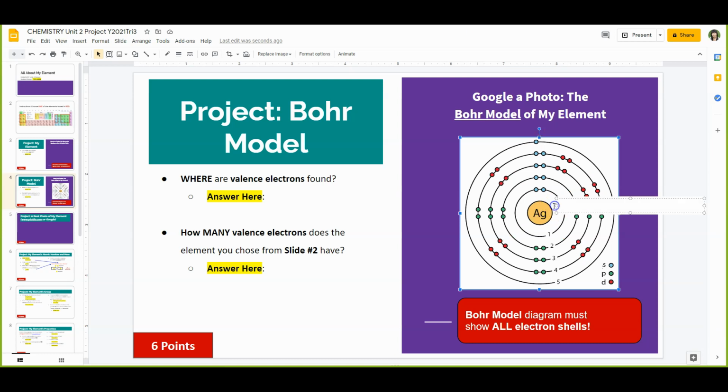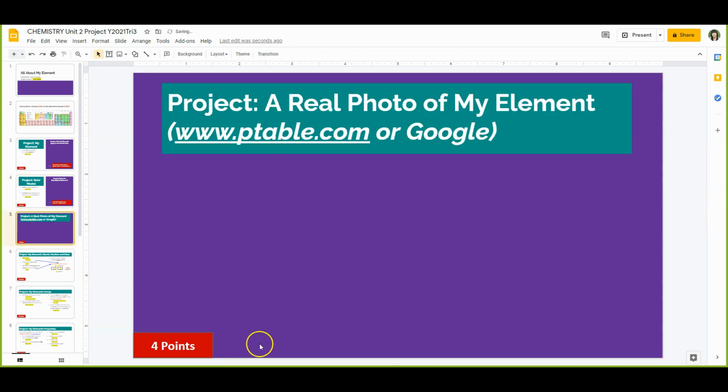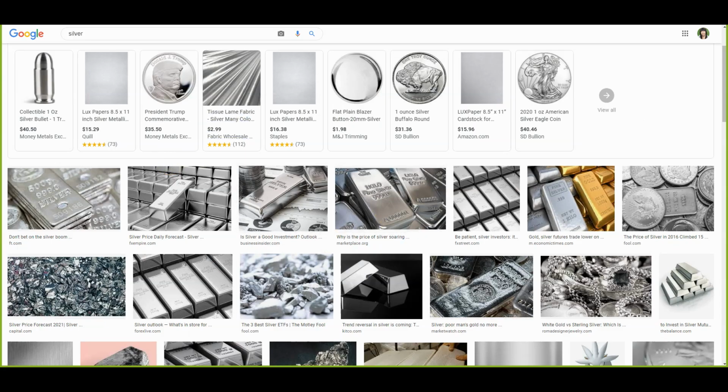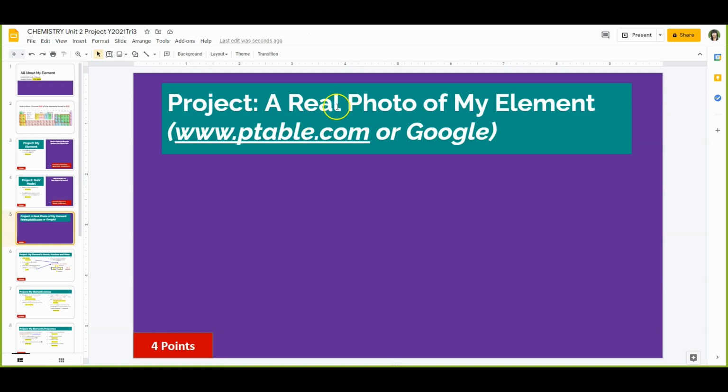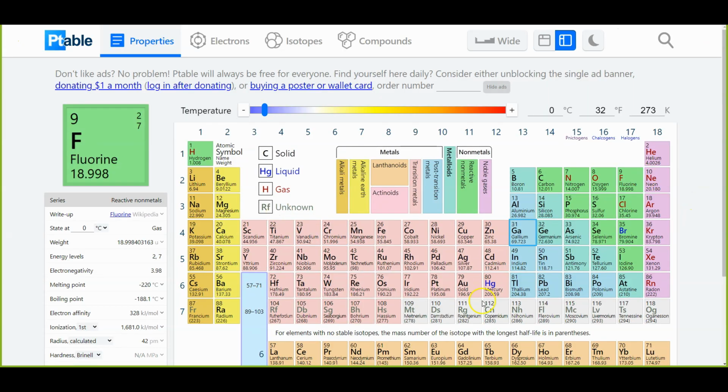All right, so let's go ahead and then take a look here at the next slide. Right, so this one says you need a real photo of your element. Again, you can either go to ptable.com or Google, right? So if you want to Google silver, you can see plenty of pictures of silver, or if we go to ptable.com, which I highly recommend, you can get to it just by clicking here and then clicking ptable.com. I can see silver right here, and you can see the entire Wikipedia page.